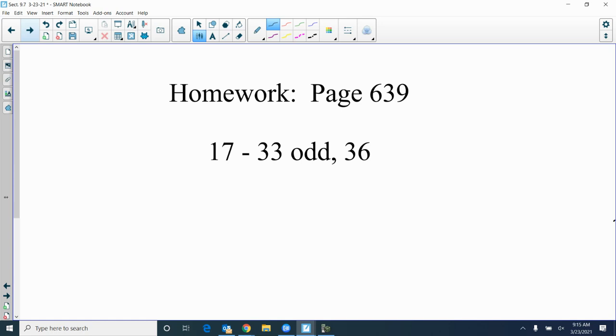Page 639, 17 through 33 odd, 36. Hey, have a good start to the 9 weeks. Keep up on this homework. Start out with a bunch of 10s out of 10s. Okay, don't get behind. Don't get behind.